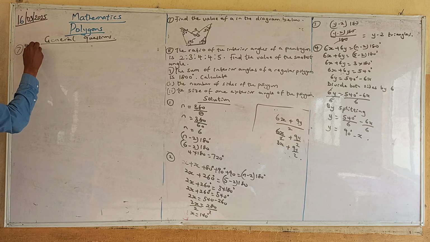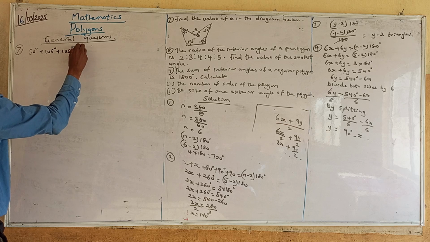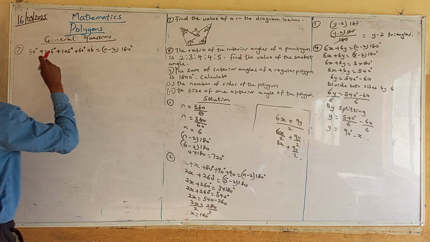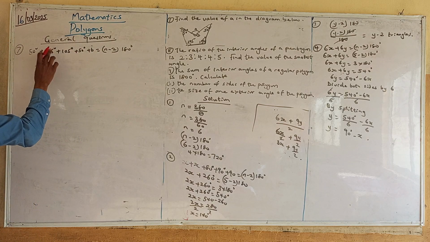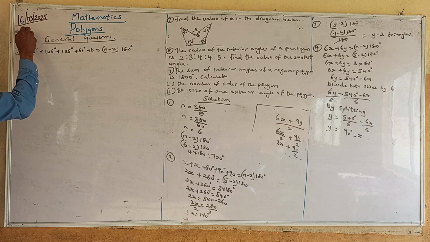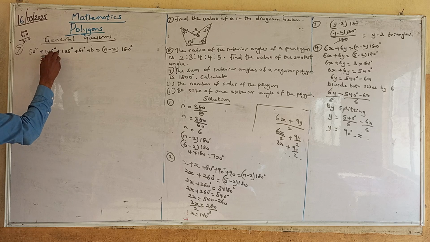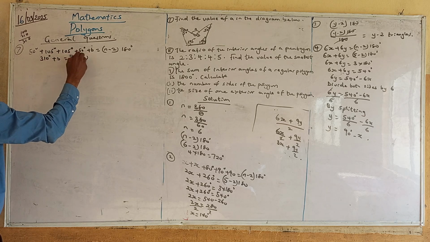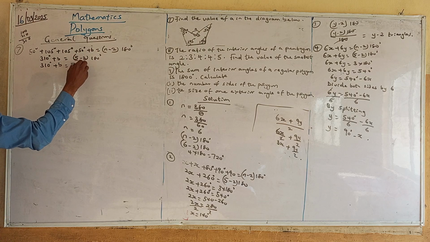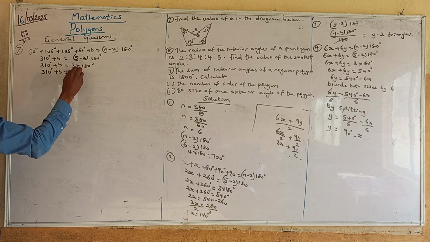So I have 50 degrees plus 105 degrees plus 105 degrees plus 50 degrees plus B equals (n minus 2) bracket 180 degrees. So this is 100. Okay, 100 plus, that's 210. So this one will be 310 degrees plus B equals (5 minus 2) bracket 180 degrees. 310 degrees plus B equals 3 times 180 degrees. So 310 degrees plus B equals 540 degrees.